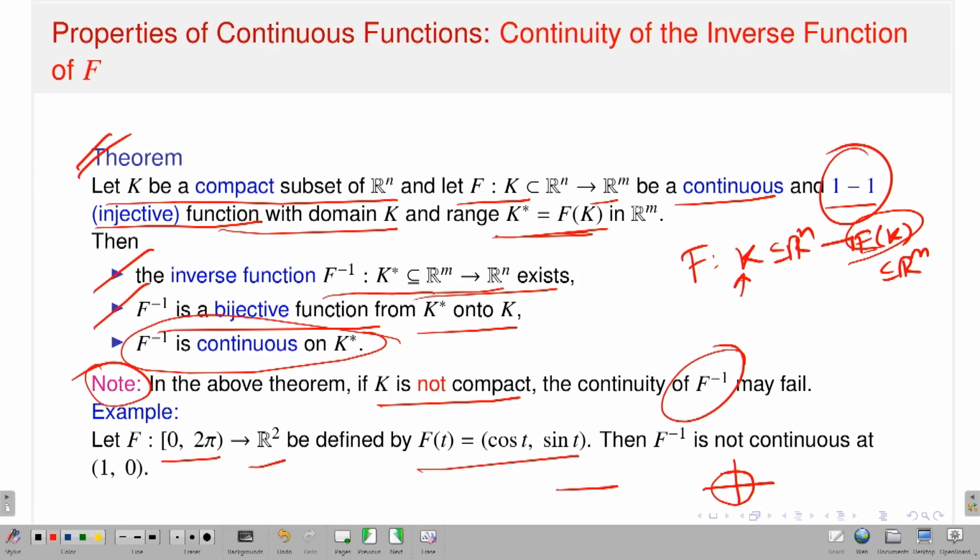The inverse also exists. However, the interval [0, 2 pi) is not a compact set because it is not closed. It is a bounded set, but not a closed set, so it is not compact. Therefore, even though F inverse exists, one can check that F inverse is not continuous. In fact, it is not continuous at the point (1, 0). So compactness of the domain is very important. If we drop the condition of compactness on the domain, the result may fail.